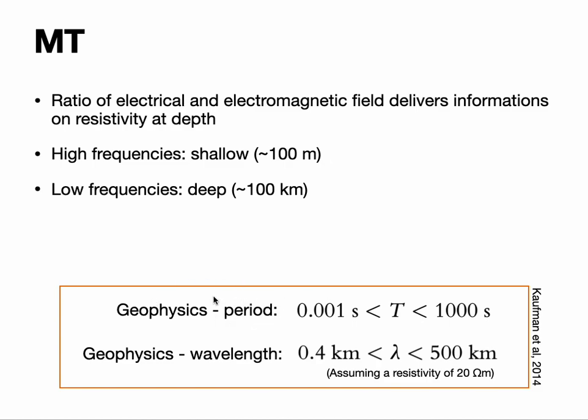The wave periods that are useful for geophysics are between 10^-3 seconds and 10^3 seconds. Assuming a resistivity of 20 ohm meters, this corresponds to wavelengths bounded between 400 meters and 500 kilometers. So that's a very large range of wavelengths, which can potentially be probed with MT.